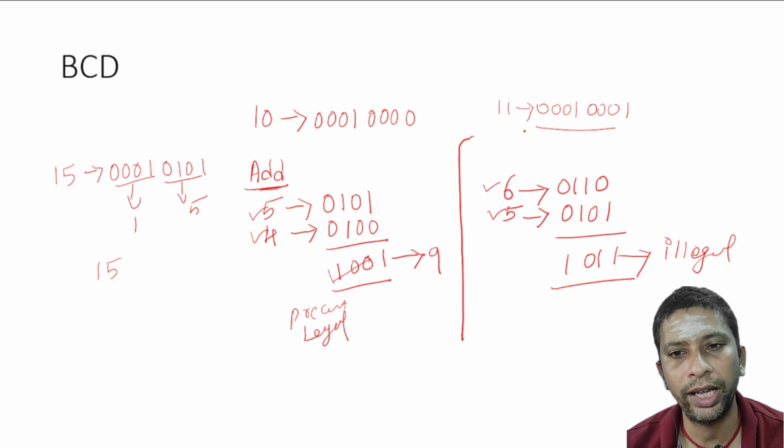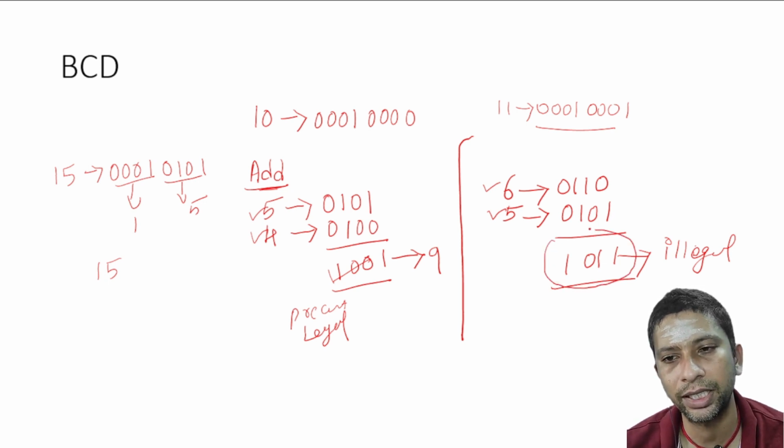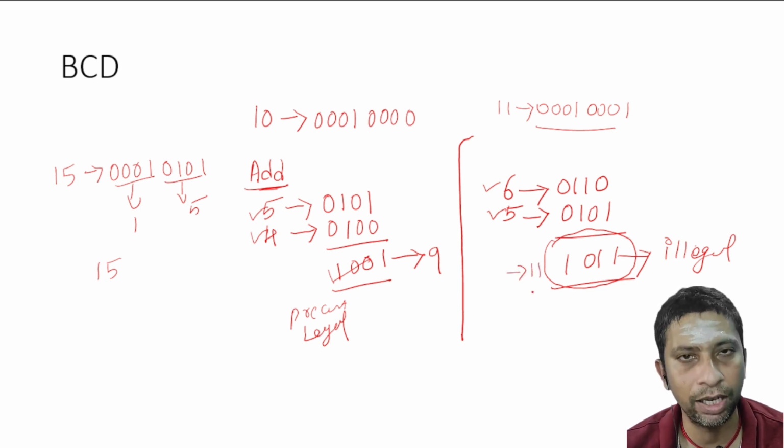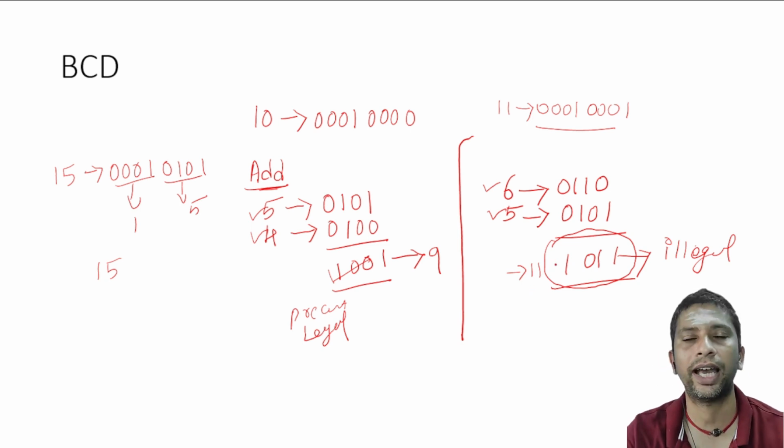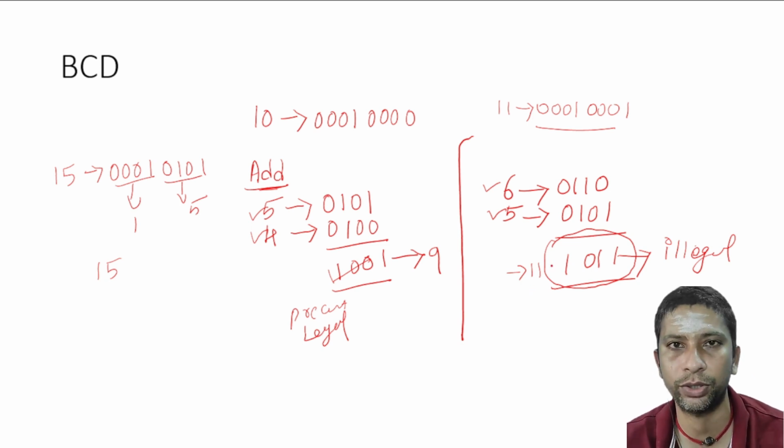Now 6 is going to be 0110. Similarly for 5, it is going to be 0101. If I add these, I get a number which is 11 in decimal, but it is illegal, it is not available in BCD. As it is not available, I am just going to use the word illegal.